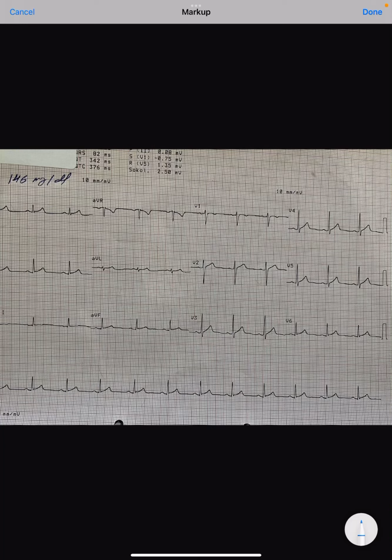Now you can simply pause the video and try to find out what could be the problem in this particular ECG. For your information, this is a perfectly normal ECG. Now how do you come to know whether a particular ECG is normal or not?